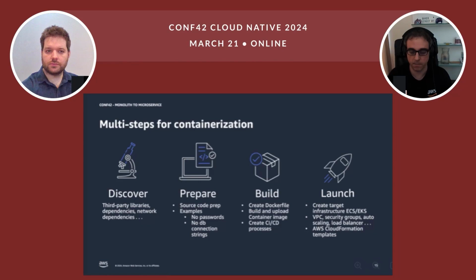The first one is discover. When we are going to move an application from on-prem, we need to know what the impacts are. We need to know exactly what the third-party libraries are, what the dependencies are, even the network dependencies, or if there are other applications interacting with that application. You will never want to move an application that has a downstream or upstream dependency, and then those applications stop working, right? So the first part is to understand the boundaries of the application.